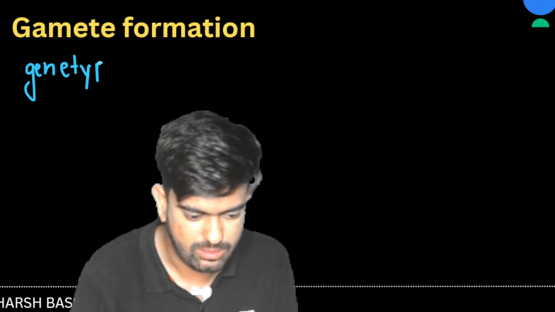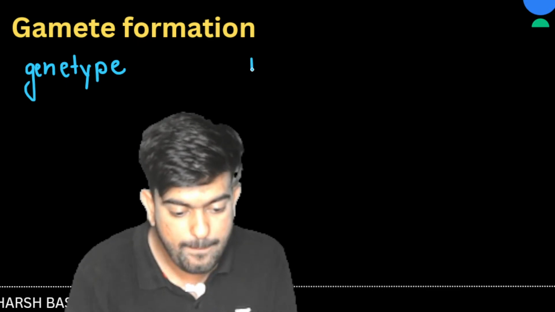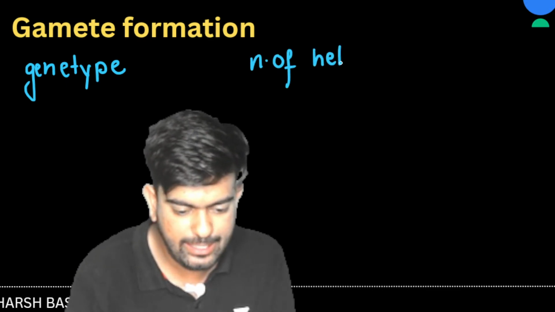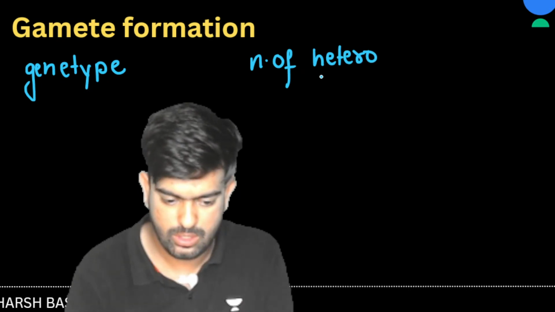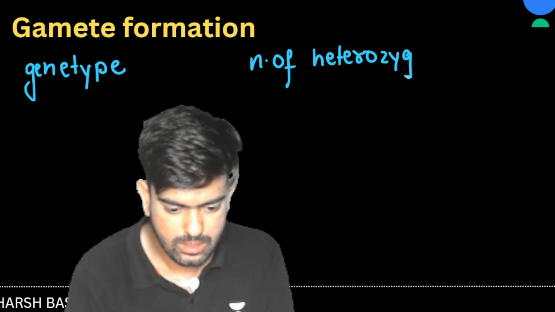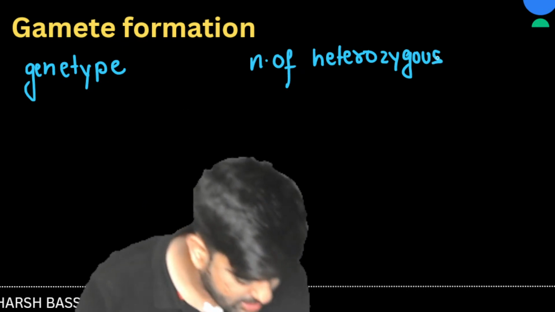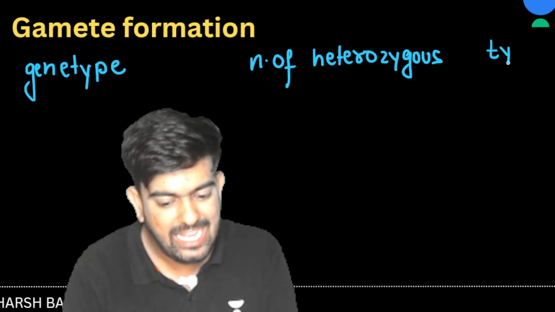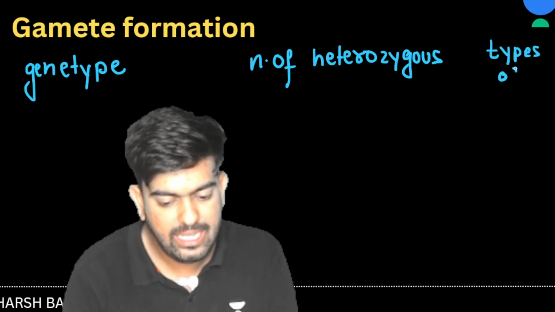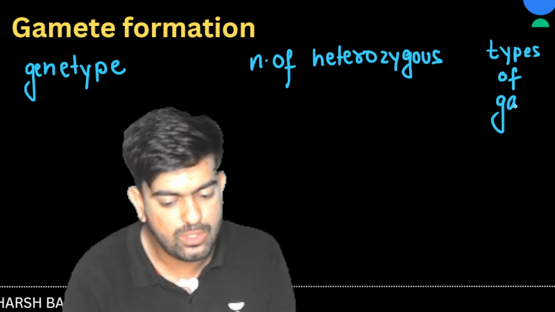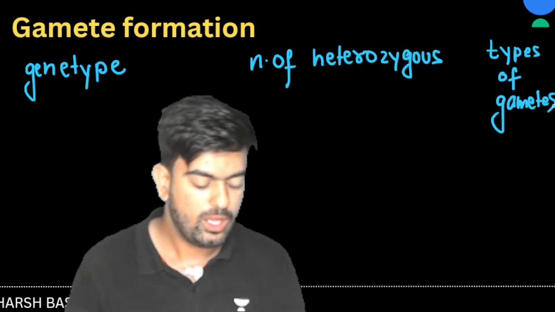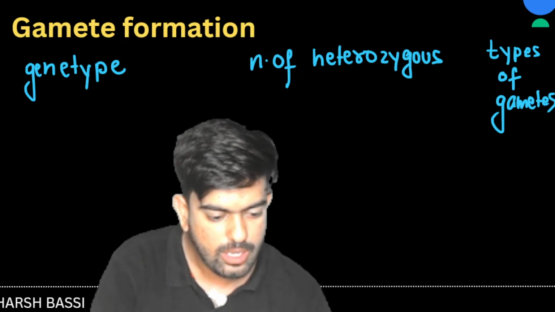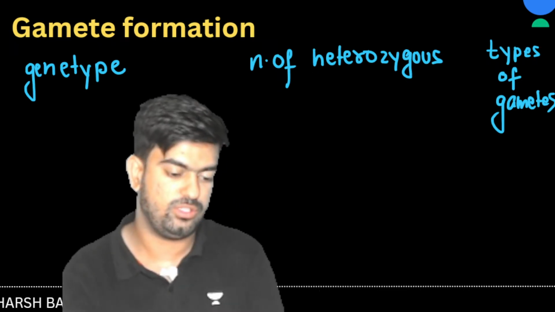Genotype, okay, leave it. Next we have the number of heterozygous pairs. What do we have to search? Number of heterozygous pairs. Okay, sir. Next, what do we have to search? Next, we have to talk about the types of gametes. Clear? Okay. Now we are going to talk about the different kinds of genotypes.